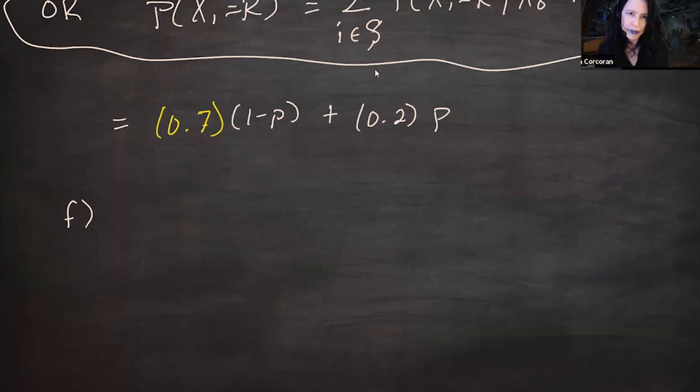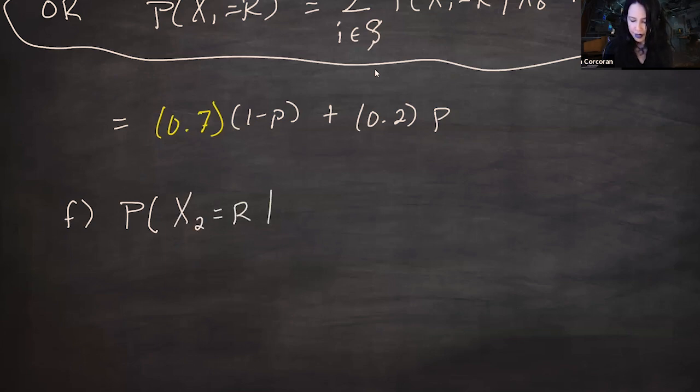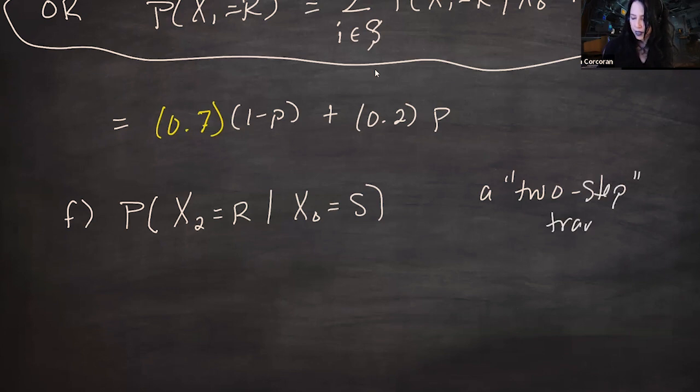Okay, so this is going to be a little different from everything we've done so far. What is the probability that on day 2 it's rainy, given that on day 0 it was sunny? I don't want the quotes there, I want the quotes here. This is a 2-step transition. Maybe I do want the quotes on the outside.